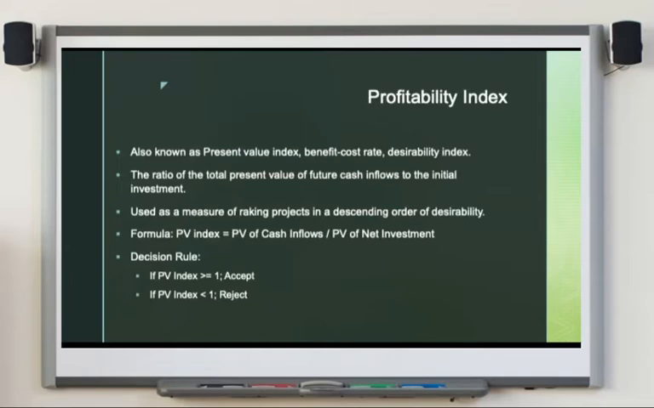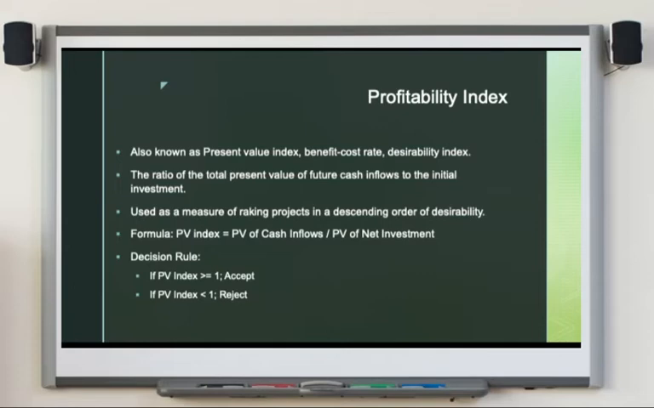Next is the profitability index. This one also considers the present value, the discounted value of money, the time value of money. Okay, also known as present value index, benefit cost rate, desirability index. This is the ratio of the total present value of future cash inflow to the initial investment, used as a measure of ranking projects in a descending order of desirability.